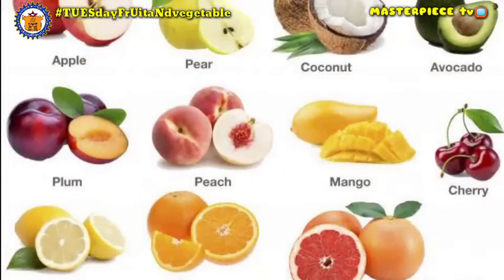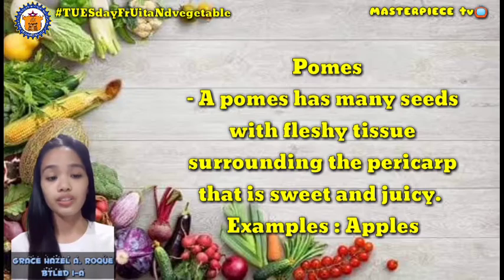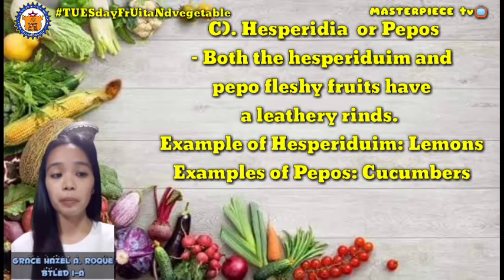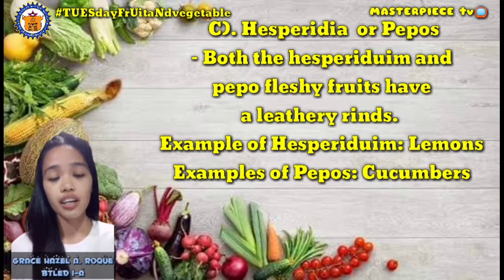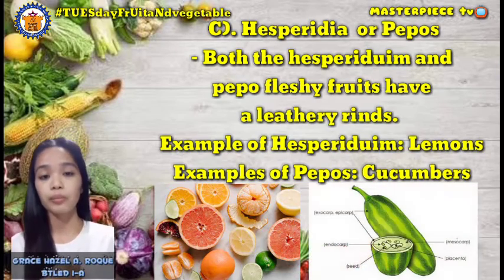Pomes have many seeds with fleshy tissue surrounding the pericarp that is sweet and juicy. For example, apples. 4 is hesperidia or pepos. Both the hesperidium and pepo fleshy fruits have leathery rinds. An example of hesperidium is lemons, while an example of pepos is cucumber.